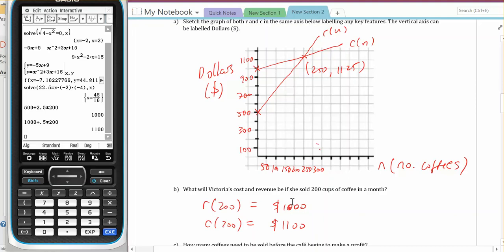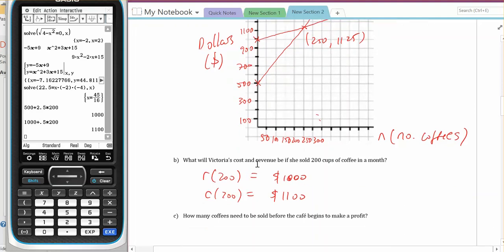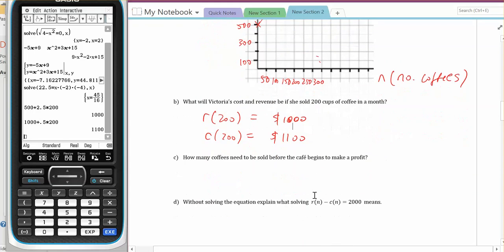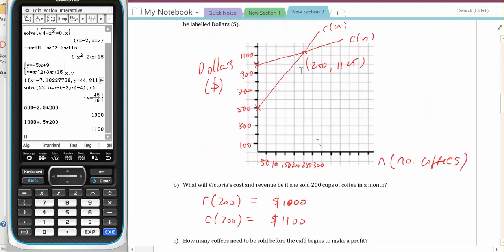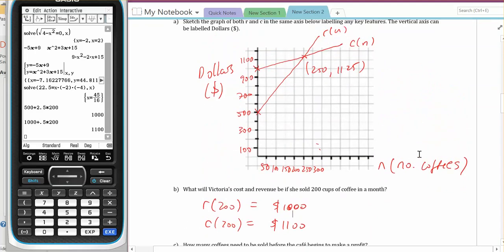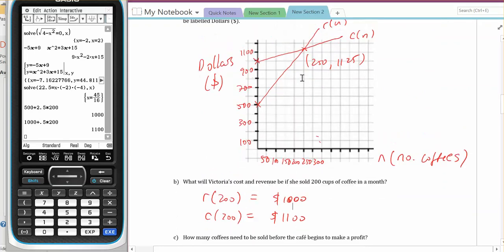Analyzing a bit here, even though the question was asked, if you only sold 200 cups of coffee in a month, it's not very good because you're losing $100 basically, because you have $1,000 coming in, but $1,100 going out, so you're not making any profit. You're making a loss. How many cups of coffee need to be sold before it gets to make a profit? Well, we know the graph intersects at 250 for x, your n value, meaning that you need to sell at least 250 for the revenue to exceed the cost of running the business.